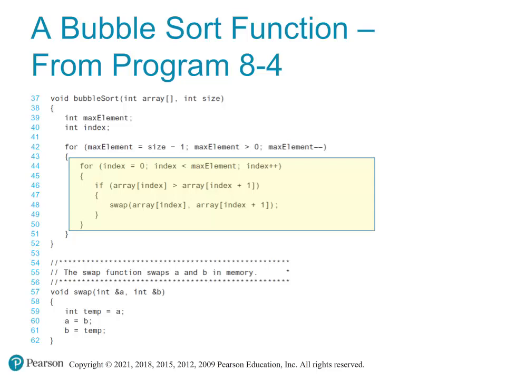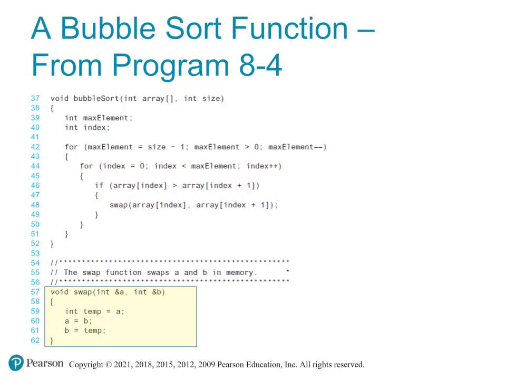Inside the inner loop, we use an if statement to compare adjacent elements. If an element is greater than its adjacent element, we swap them using the swap function. The swap function is straightforward. It uses a temporary variable, temp, to facilitate the swapping of two variables in memory.